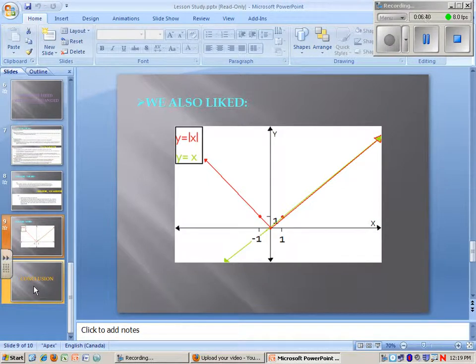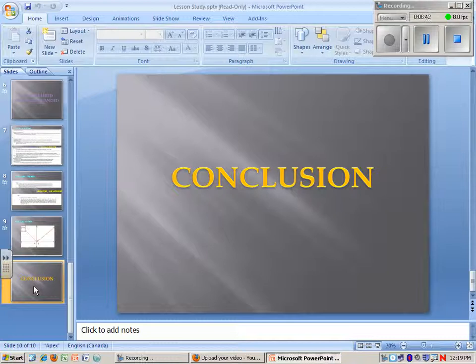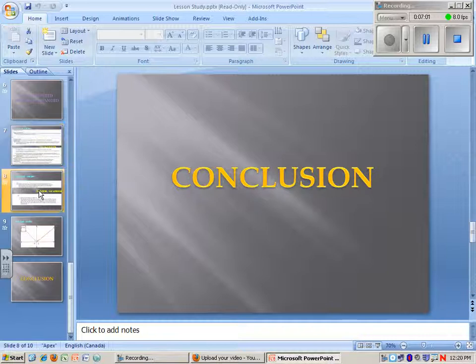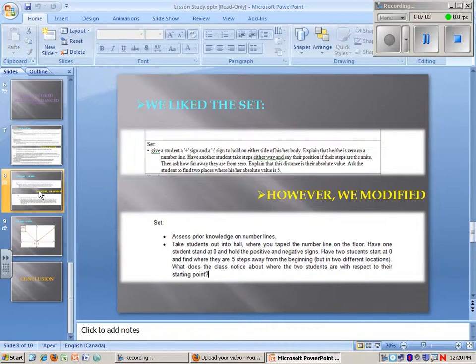And to conclude, basically, we decided that Kyle's lesson was very well developed. There were just some things missing and some things that could be taken a little bit further to access deeper understanding. For example, when we were assessing the prior knowledge in the set, we took that a little further just so that we knew that the students knew what a number line was and an integer was before we got into absolute values.